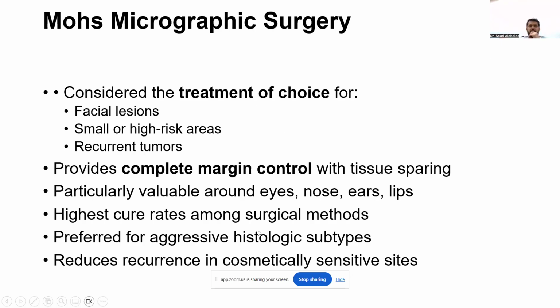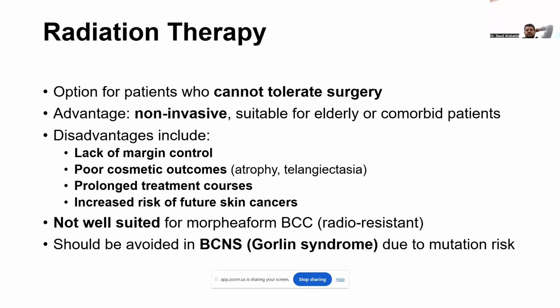Mohs micrographic is excellent when available, especially that it has tissue sparing ability. It's good for tight locations, small locations, and it decreases the risk of recurrence. Radiation is used especially when surgery is not tolerable. Has disadvantages, as you know. Margin is not well controlled. Cosmetic outcome is not the best. It's a lot of sessions for them to get, and they can develop sarcomas or other cancers in the future. And just to allude, morpheoform is radio resistant, and do not use it in syndromes like Gorlin.